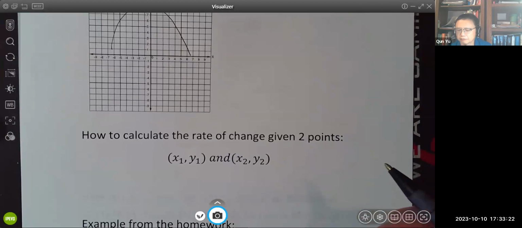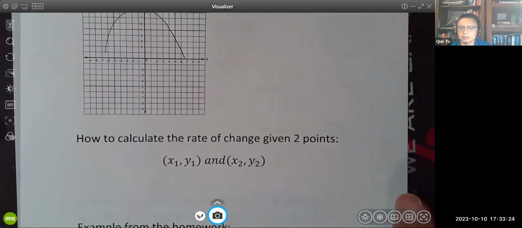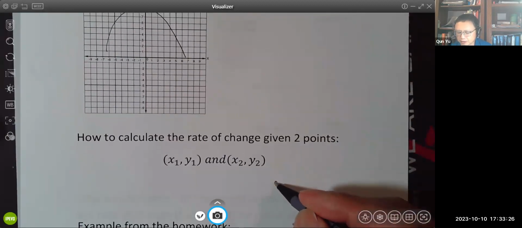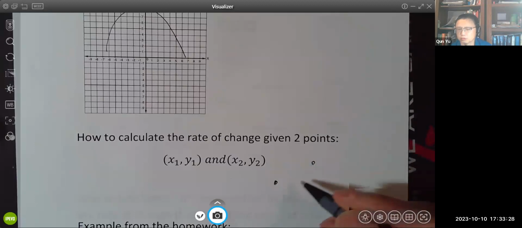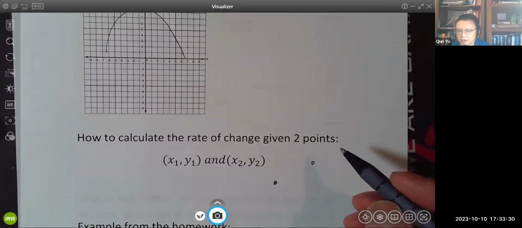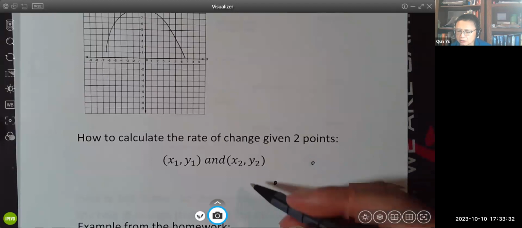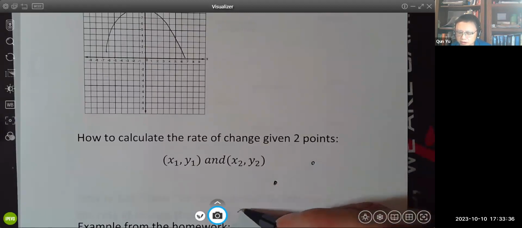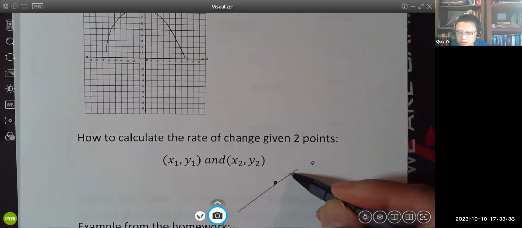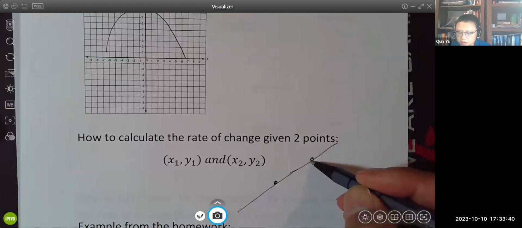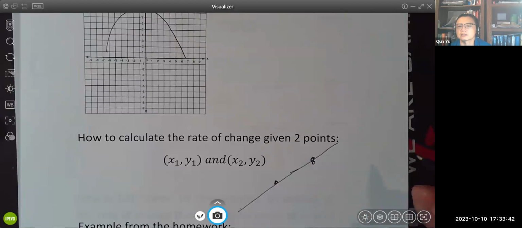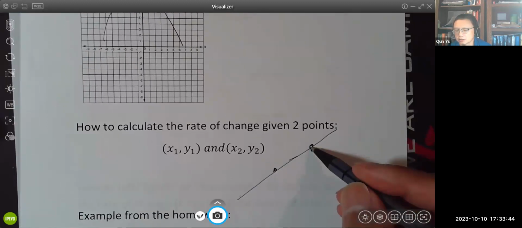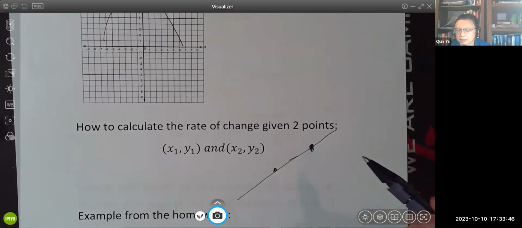Okay. Now, first of all, why do we need 2 points? Suppose these are the 2 points from a line. If we try to draw a straight line going through these 2 points, we just get a straight line going through these 2 points. This line is unique.